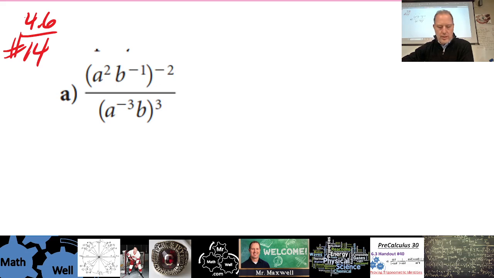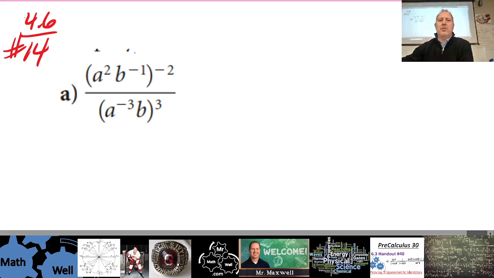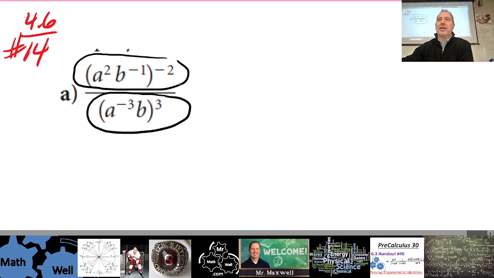So we are trying to simplify this. And so again, what you want to do is take a look at the numerator, the top part, as being a little bit separate from the bottom part to begin. And so you want to try and simplify each separately first. So that's what I would suggest. There are different ways you could do this.